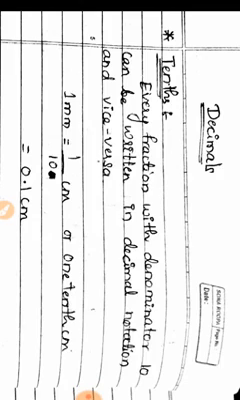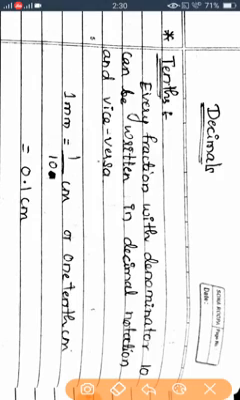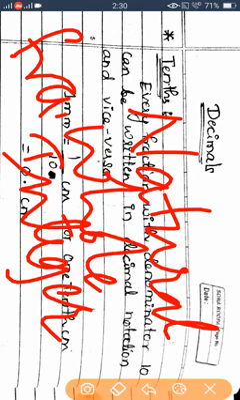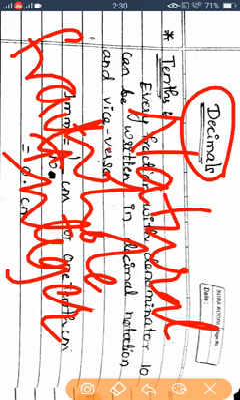This is the new lesson, decimals. Students, decimals are a type of number system. You have studied many types of numbers in the number system, like natural numbers and whole numbers, isn't it? And next, integers you have studied. In the same way, fractions we have studied. The next type of number is called decimals.